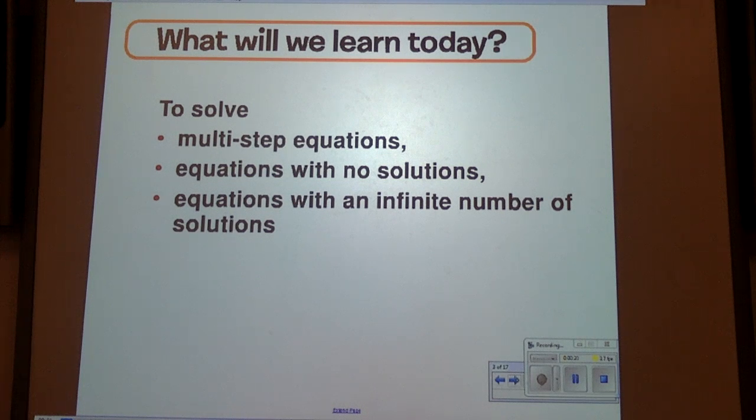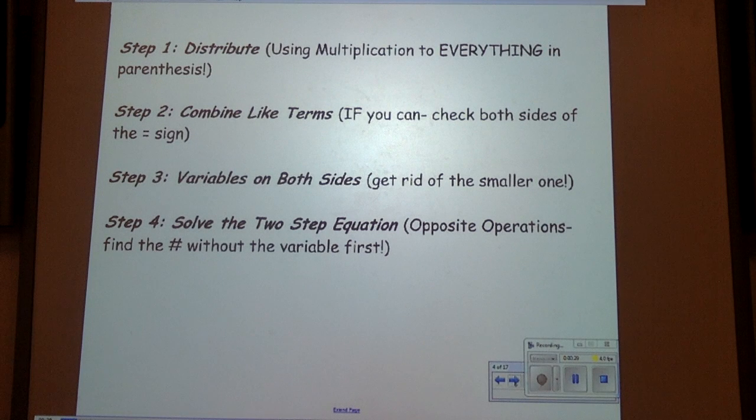So today you're going to be learning how to solve multi-step equations, equations with no solutions, and equations with an infinite number of solutions. The steps are to distribute. Then step 2 is combining like terms if you can. Step 3, check to see if you have variables on both sides. And step 4, solve the two-step equation.